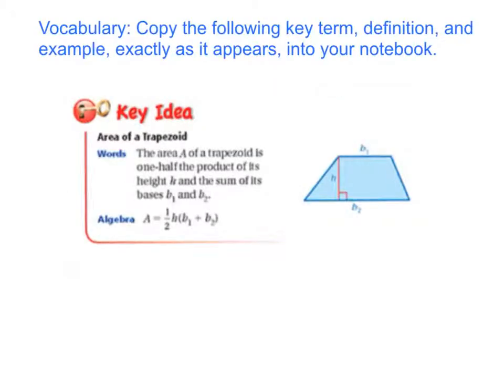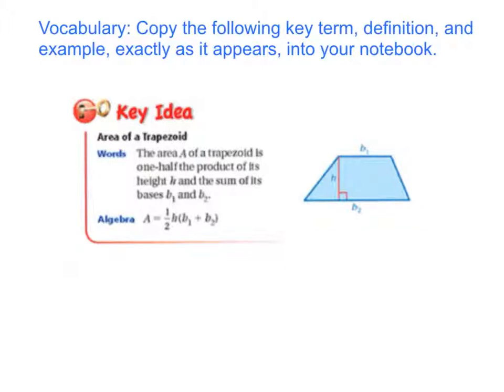Copy the following key term, definition, and example exactly as it appears into your notebook. The area of a trapezoid. The area, A, of a trapezoid is 1/2 the product of its height, h, and the sum of its bases, b1 and b2. In algebra, that looks like capital A equals 1/2 h times b1 plus b2.